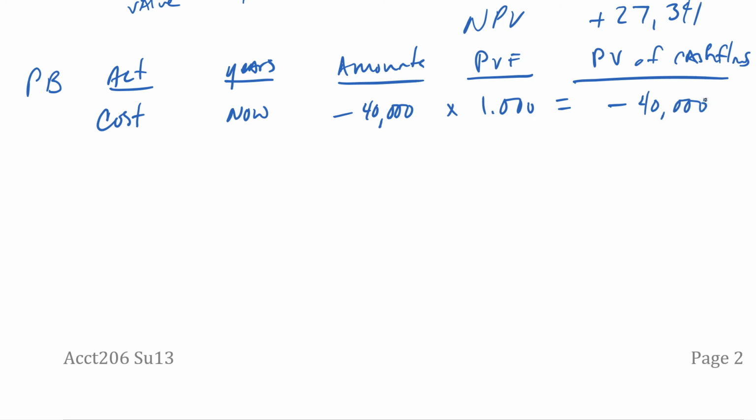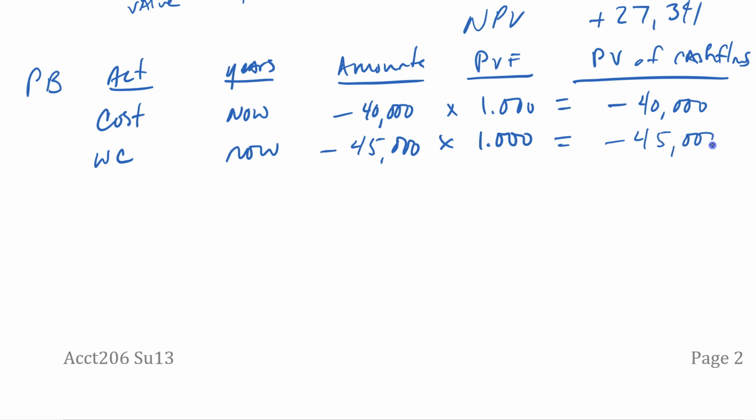We also, this ties up some working capital. Working capital is our current assets minus our current liabilities, so I'll just abbreviate that WC. When does that get tied up? Now. What's the amount? Minus 45,000. That's tying up our funds, so it's an outflow. Since it happens today, the present value factor is 1. So the present value of the working capital today is minus 45,000.